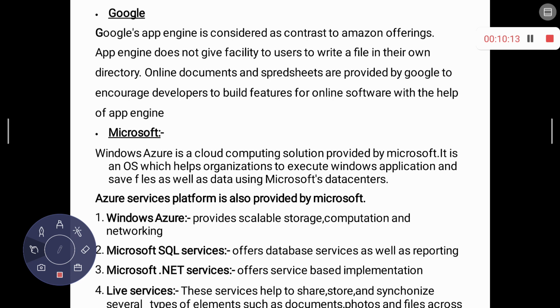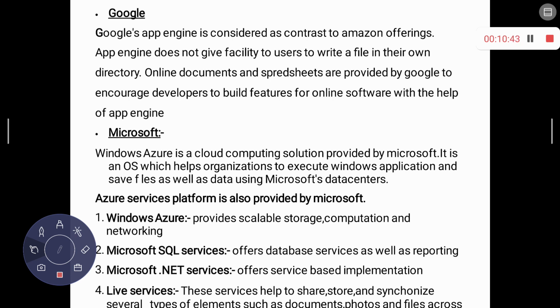So App Engine does not give users the facility to write a file in their own directory. Online documents and spreadsheets are provided by Google to encourage developers to build features for online software with the help of App Engine. But we don't have any rights to make changes or any updation. We have authority to just use that.